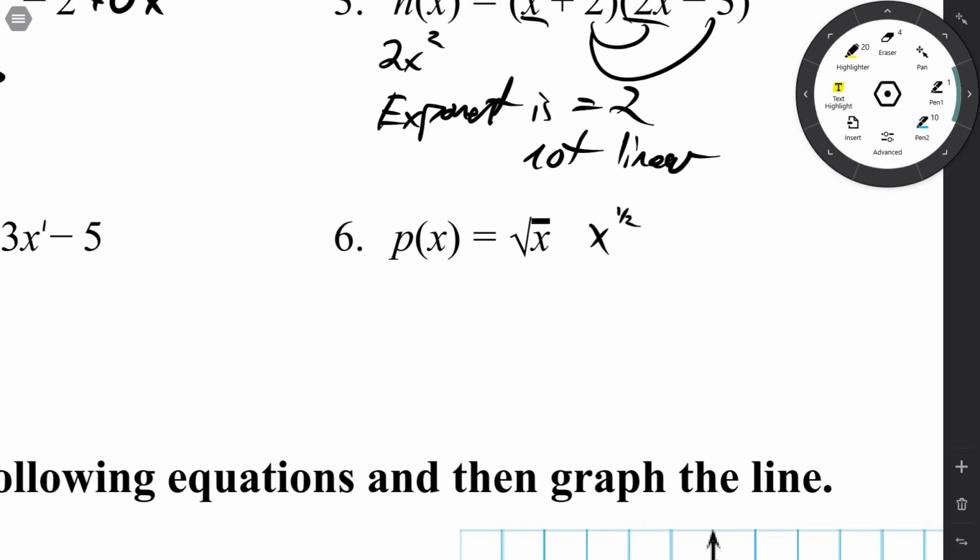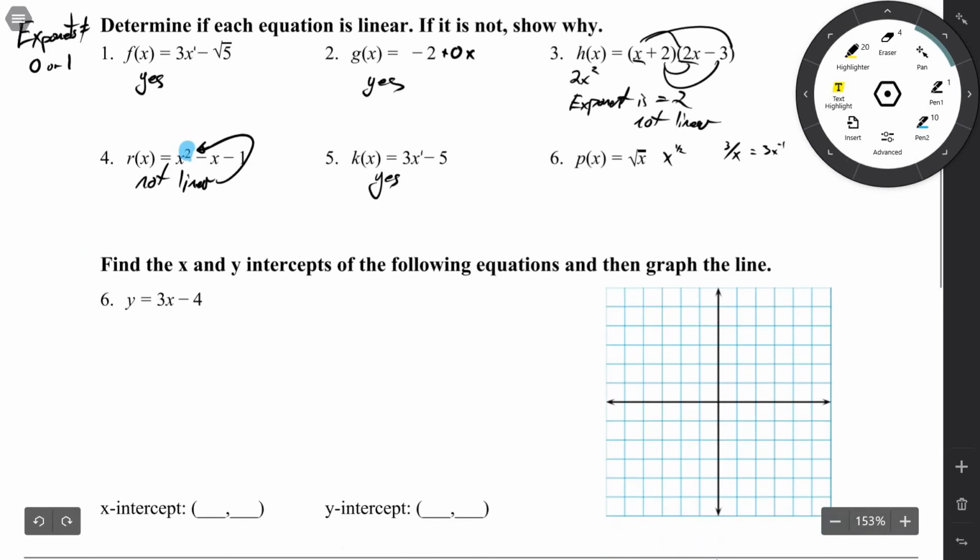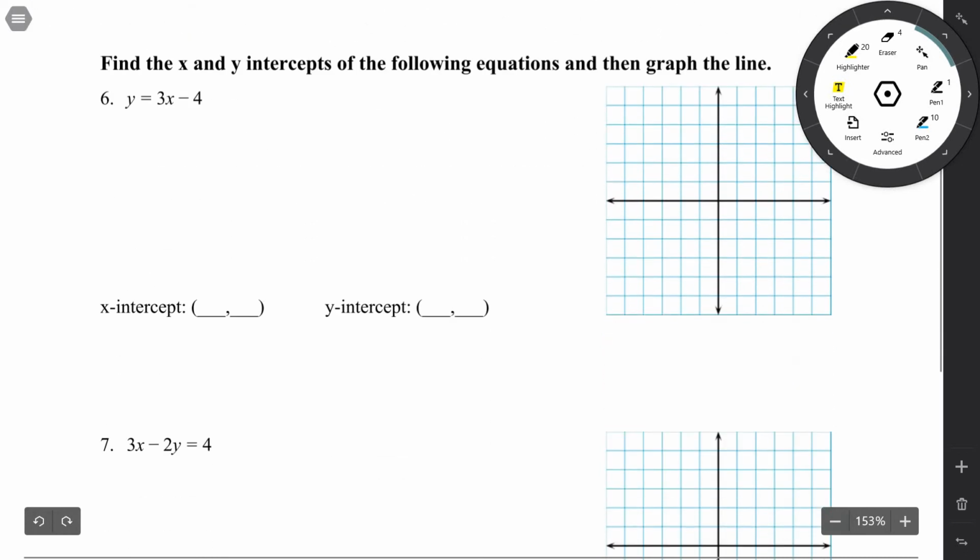If you were looking at something like 3 over x, really, that's the same thing as 3x to the negative 1. I might throw some kind of tricky ones at you going forward in some quizzes or tests, so just keep on your toes for those exponents in places you might not expect.